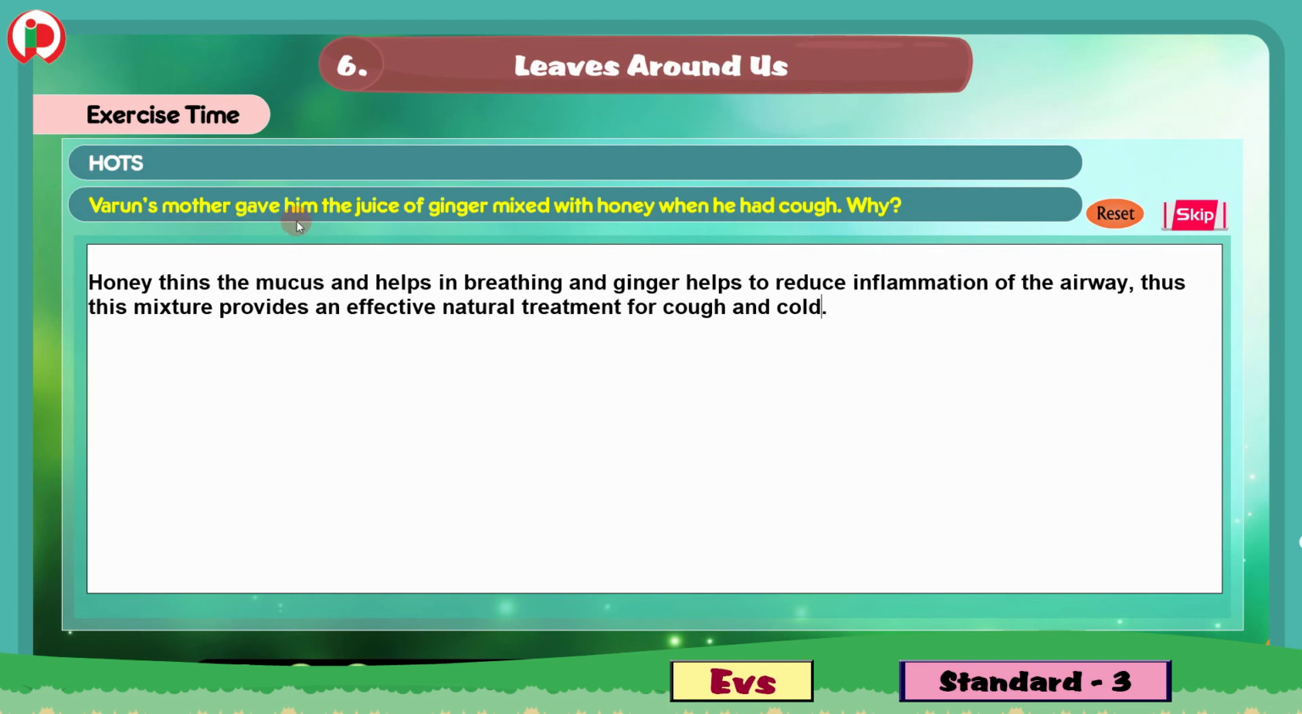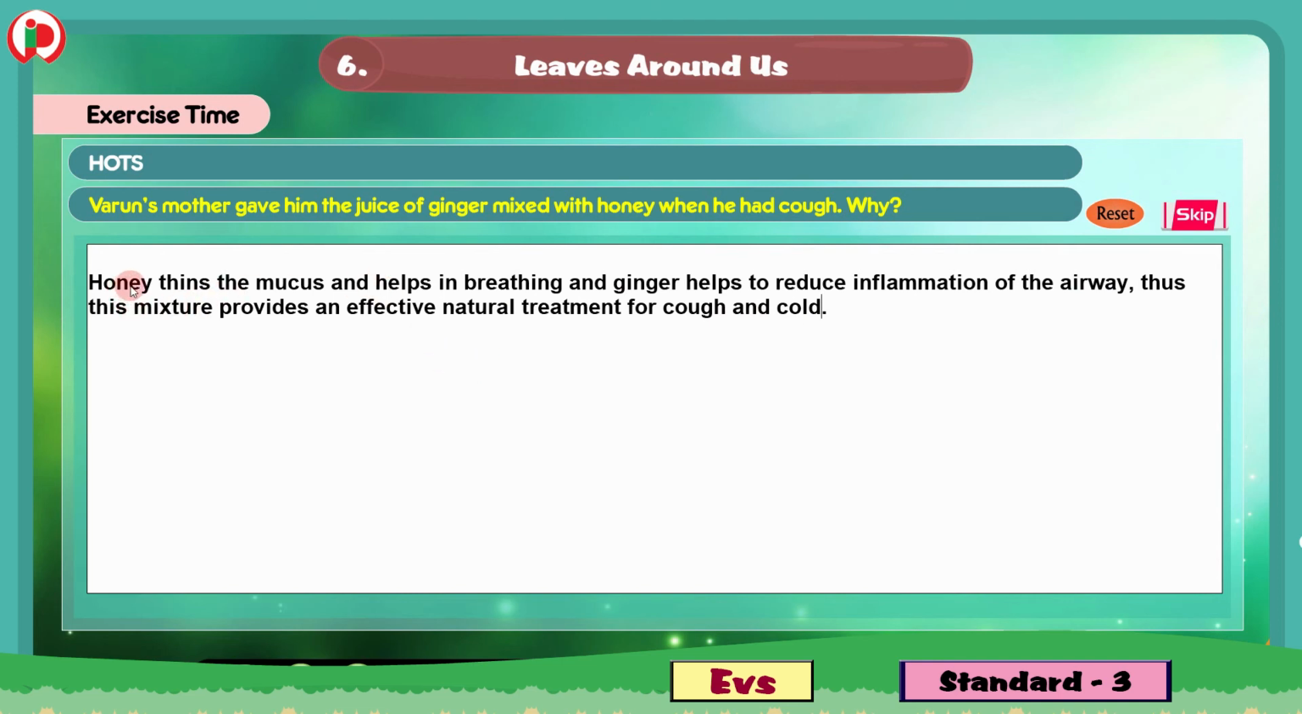Varun's mother gave him the juice of ginger mixed with honey when he had cough. Why? Children, Varun's mother gave him ginger juice mixed with honey when he had cough. And why did she do so? Because honey thins the mucus and helps in breathing, and ginger helps to reduce inflammation of the airway. Thus, this mixture provides an effective natural treatment for cough and cold.